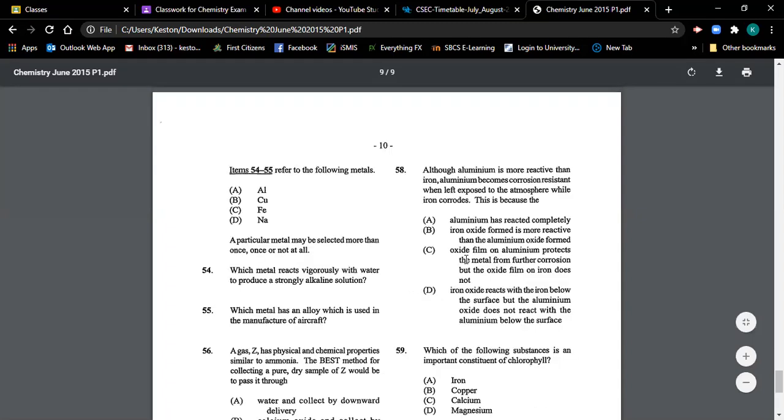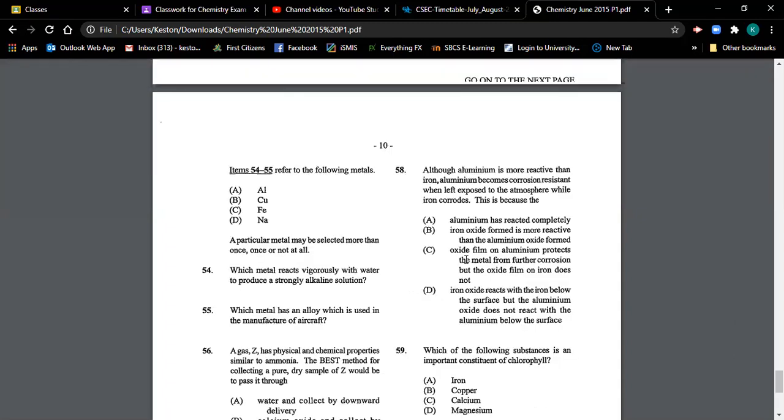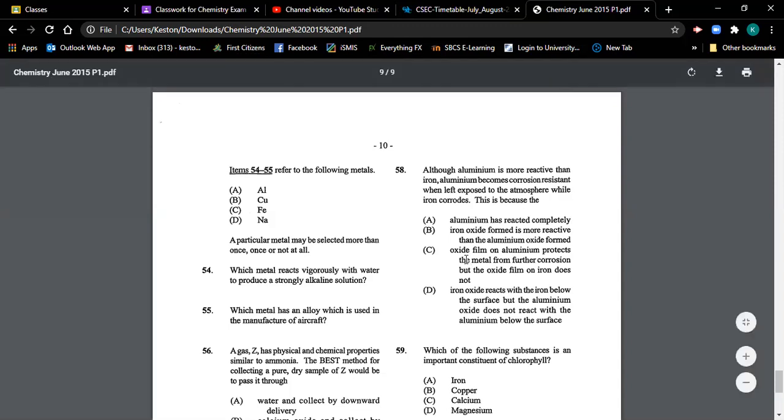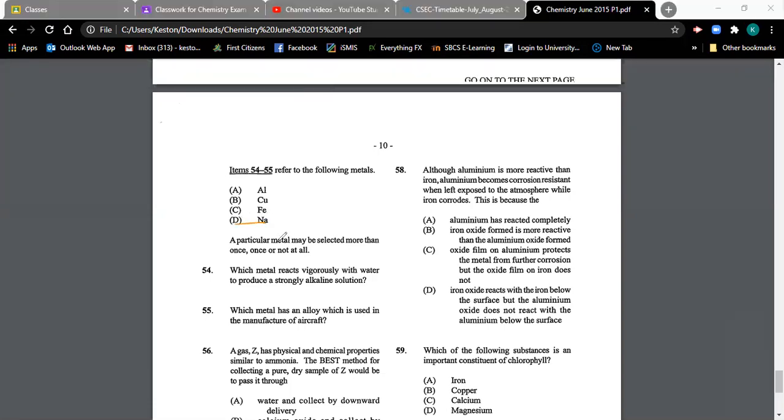54. Which metal reacts vigorously with water to produce a strong alkaline solution? We have aluminum, copper, iron, and sodium. Something that's high in the reactivity series, and it gives a strong alkaline solution. I was giving an example just now when we were talking about metals forming oxides, and when it reacts with water, they get a strong hydroxide. Yep, that's correct, D, sodium. Sodium is very high. It's a group 1 metal and forms a very alkaline solution.